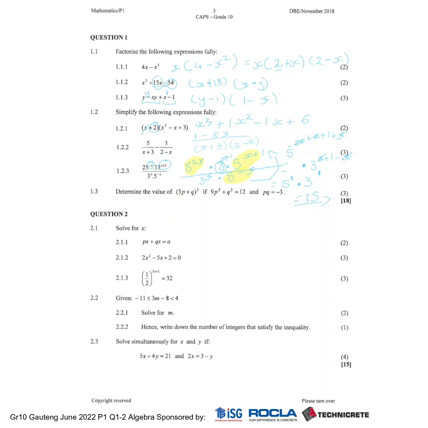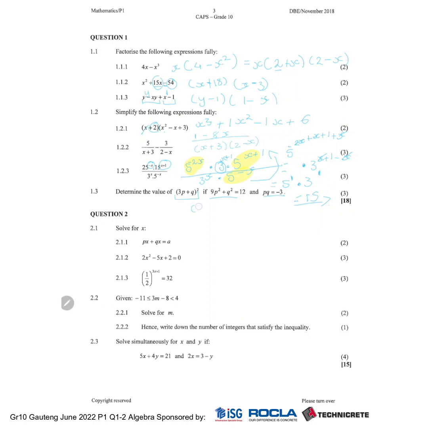Now, for 1.3, we have to determine the value of 3p plus q squared if 9p squared plus q squared is equal to 12 and pq is equal to 3. So if we know 9p squared plus q squared is equal to 12 and pq is equal to 3, we'll keep that in mind for later. For now, I'm just going to try and expand this bracket.